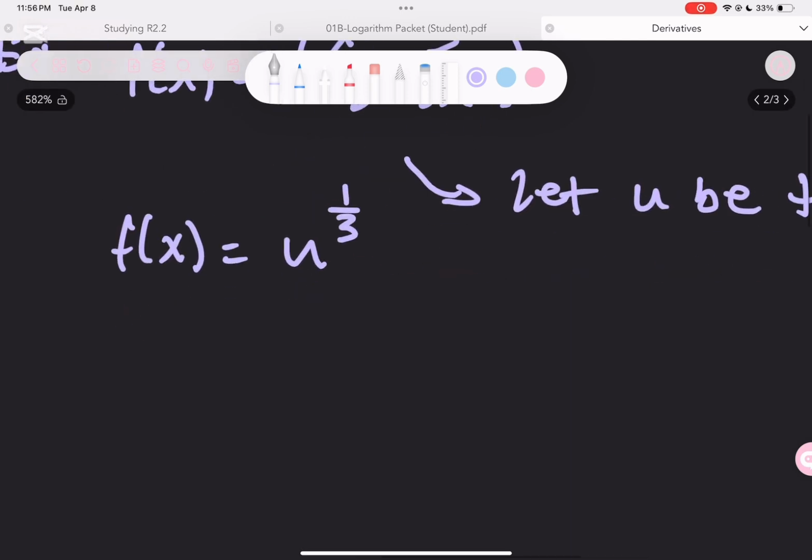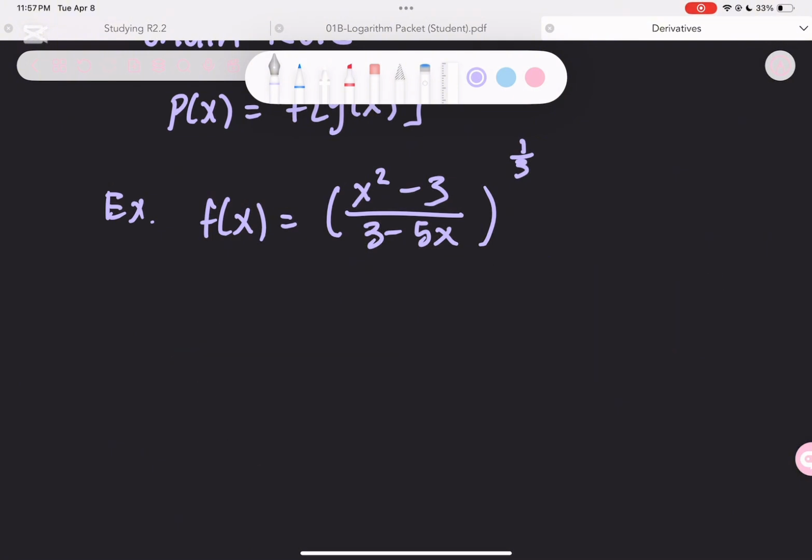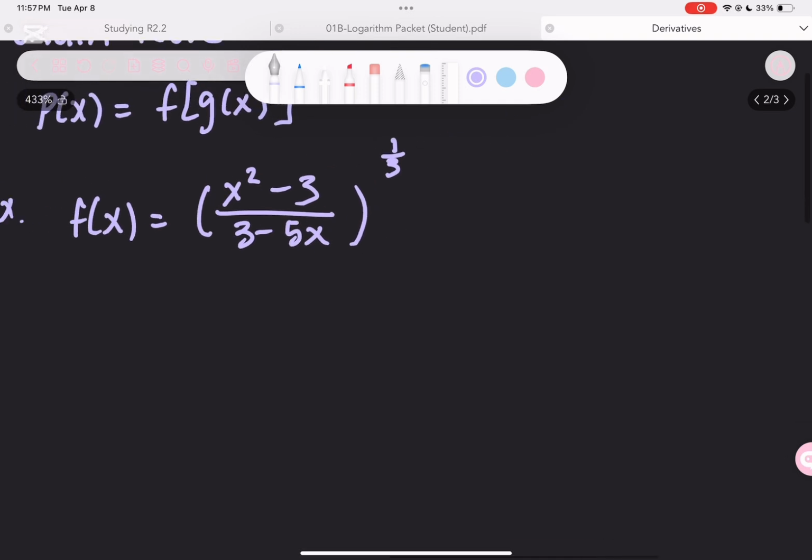How would you differentiate this if it was just like this? Well, you would do 1 over 3 u, and then it's 1 over 3 minus 1, which is negative 2 over 3. That's what it would look like. But it's different here because you actually have a function in here. U itself is not a function. So this is essentially what it looks like, but we're not doing that right now. We can ignore that.